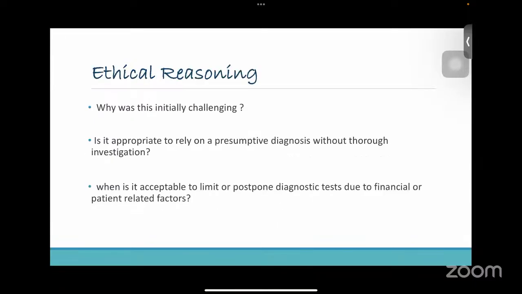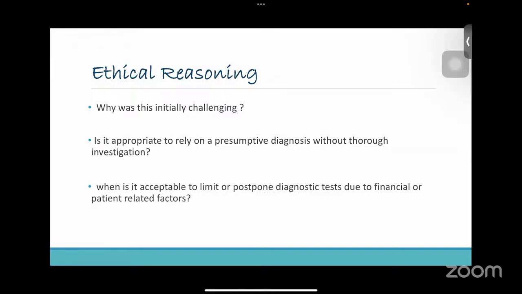So we can stop here and ask ourselves, why was this initially challenging to diagnose? Because of the atypical presentation. Yes, exactly. If you go back to the patient history, there were absent red flags at initial presentation, which made it less likely to be inflammatory bowel disease. And also the overlapping symptoms with irritable bowel syndrome, especially with her complaints, further clouded the picture.